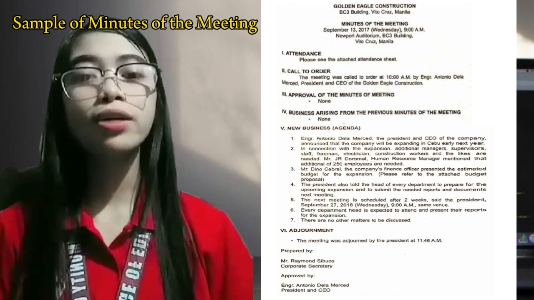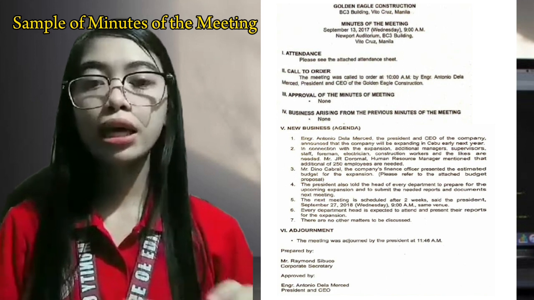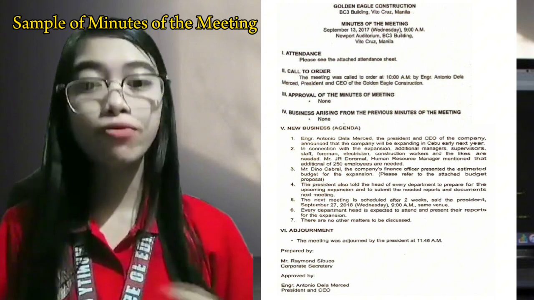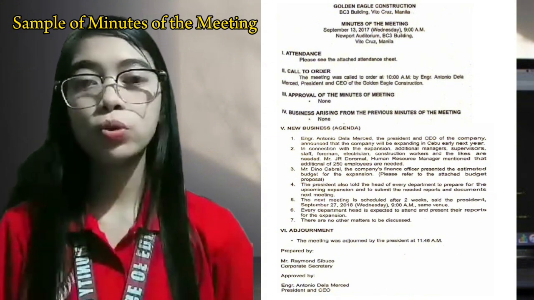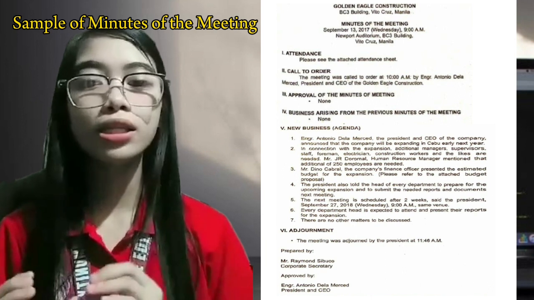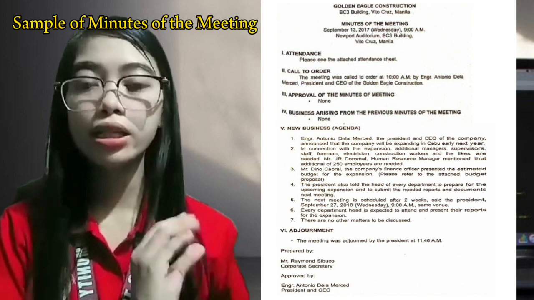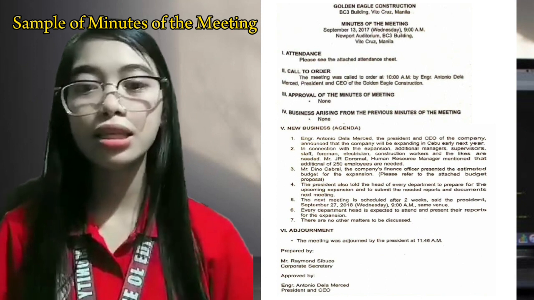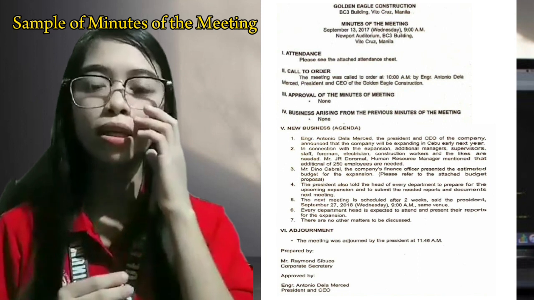Next, we have the approval of the minutes of the meeting. It was indicated there as none, so maybe there is nothing to correct or revise from the minutes of the previous meeting. Then the other is the business arising from the previous minutes of the meeting, which is also indicated there as none, meaning there is nothing that needed to be reviewed and needed immediate action from the previous minutes of the meeting.